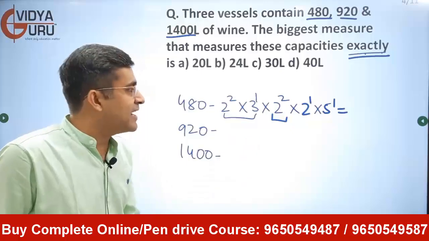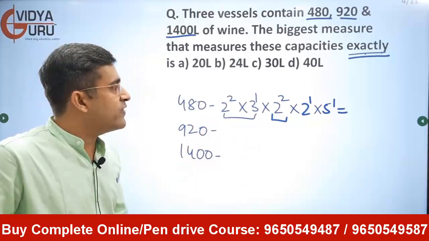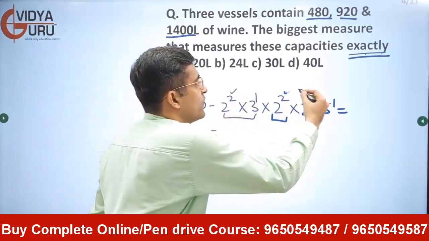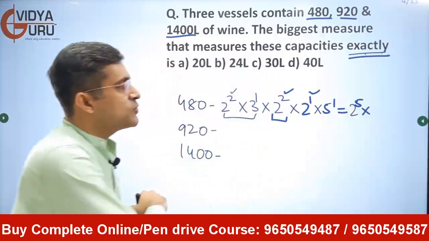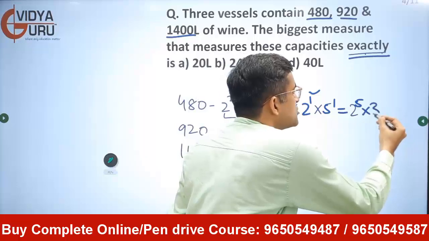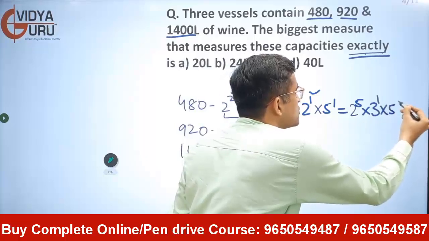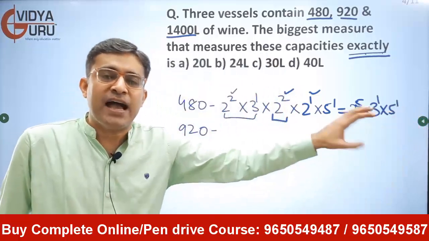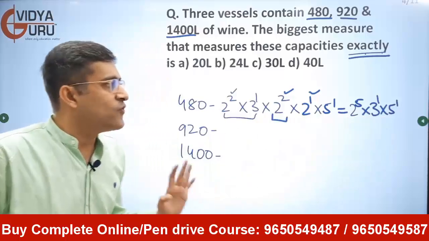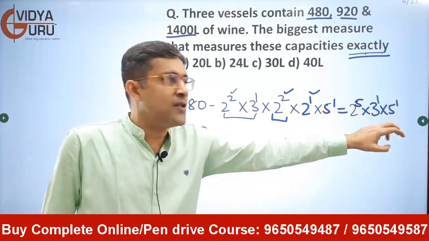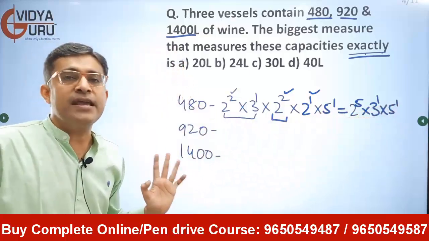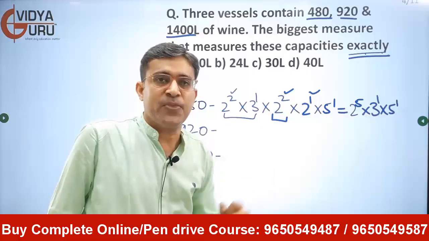So now let's aggregate the powers. How many 2's do we have? 2, 2, 4, 4 and 1, 5. So 2 raised to power 5. Students, 2 raised to power 5 into 3 raised to power 1 into 5 raised to power 1. We have aggregated these powers. 12 fours are 48. Sure, you can do it yourself. It will be 480. It has to be expressed like this only.